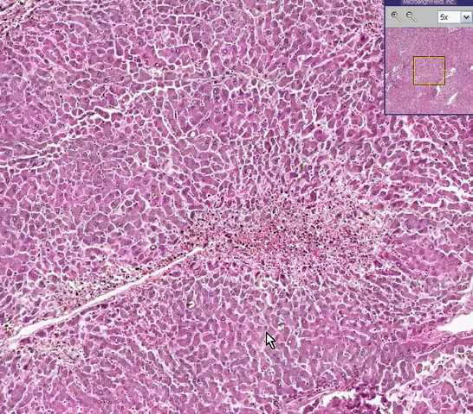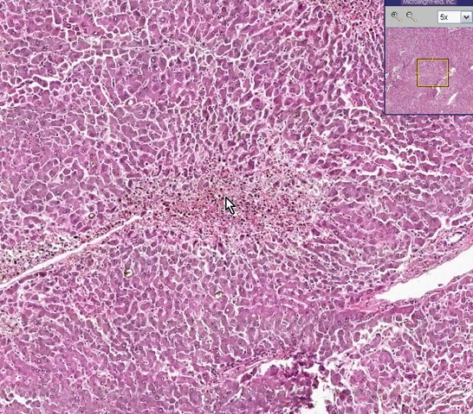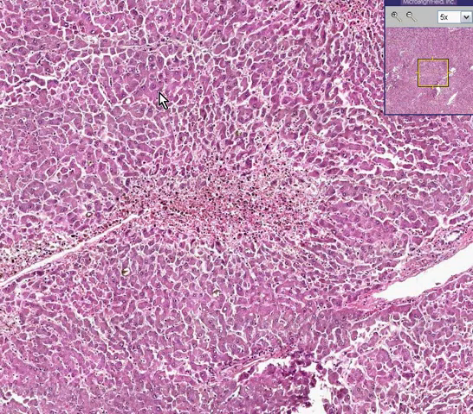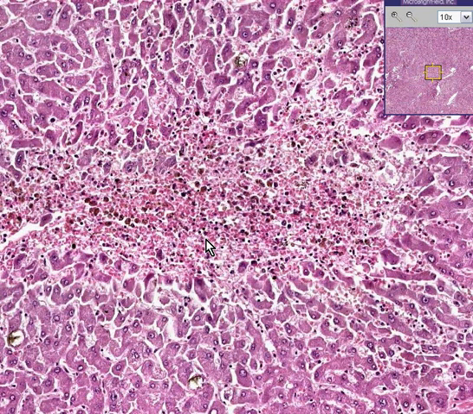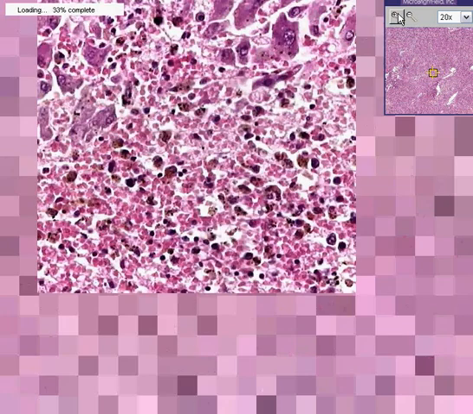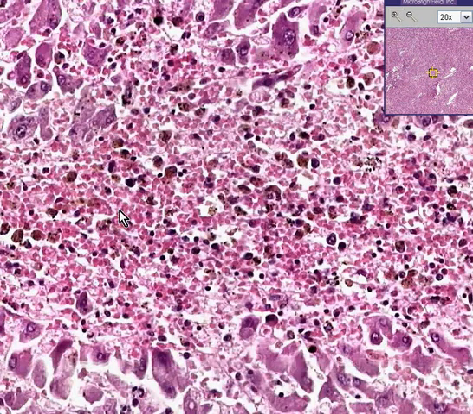anymore. Rather than seeing nice cords leading into central veins, we see the cords and sinusoids generally going towards the central vein, but the central veins are not only congested and hemorrhagic, but they're necrotic. And they are chronically congested because you could see that the macrophages here, in here, in here, have swallowed up the hemosiderin pigment.